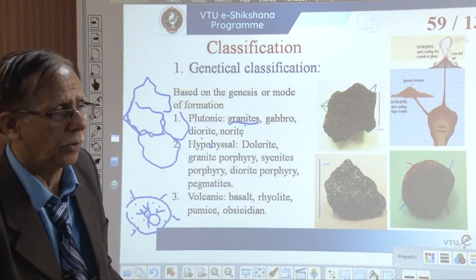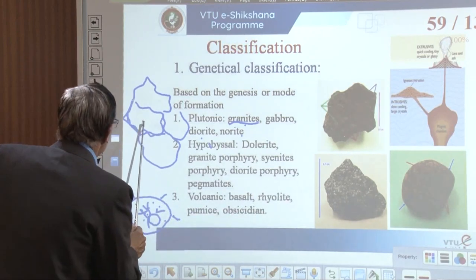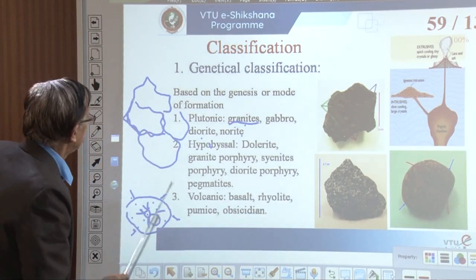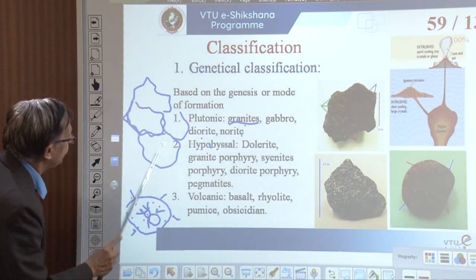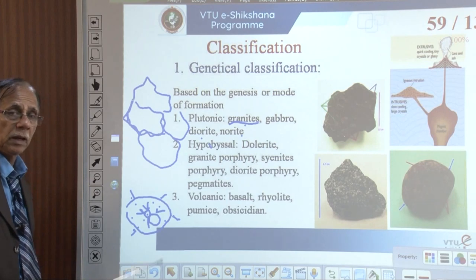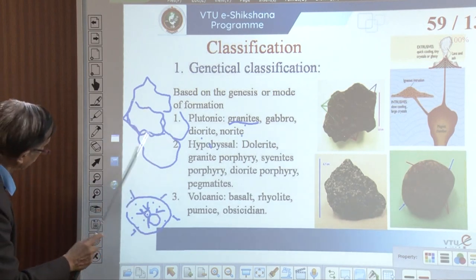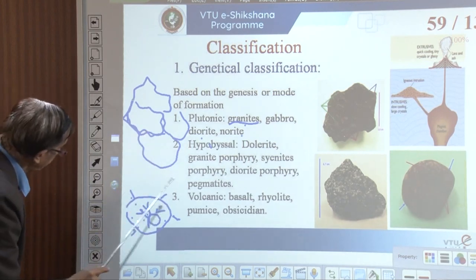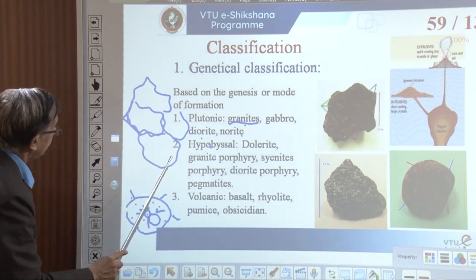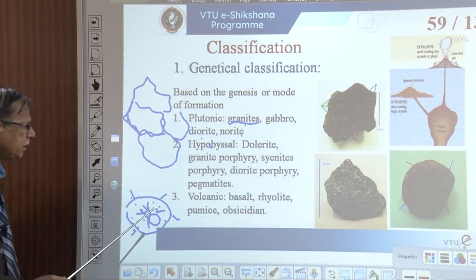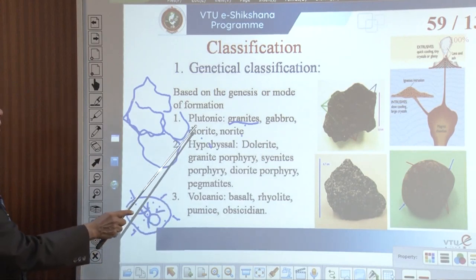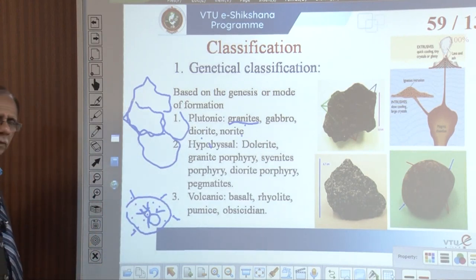Plutonic igneous rocks are thoroughly crystalline. They are made up of such interlocking minerals, more or less of equal size, thoroughly crystalline, interlocking, neither too big nor too small. Such rock is plutonic rock.